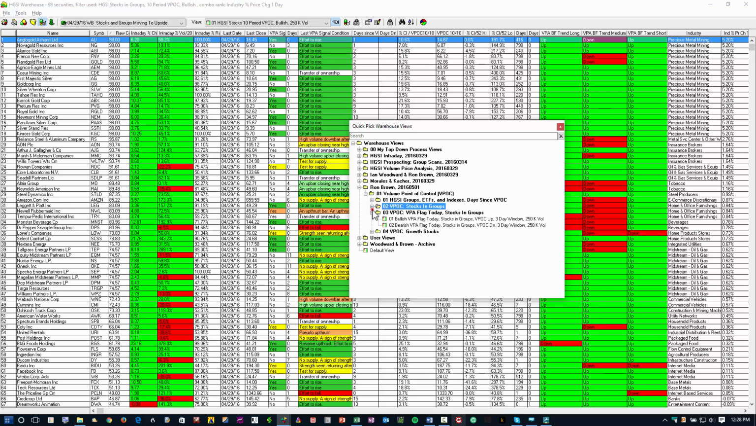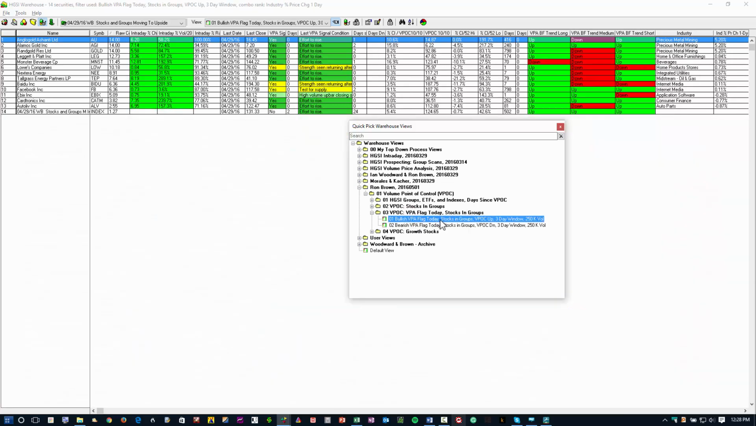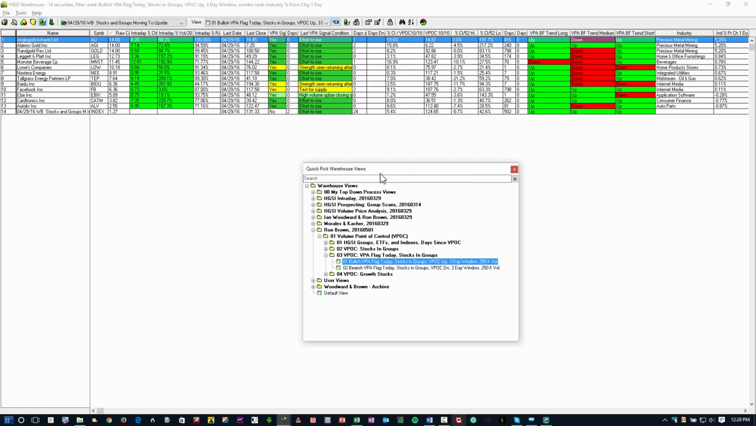Okay, so that's just up and down in folder number 2. And then the next one, this view and filter requires that there be a VPA signal today, and the days since the volume point of control 1010 has to be a 3-day window.